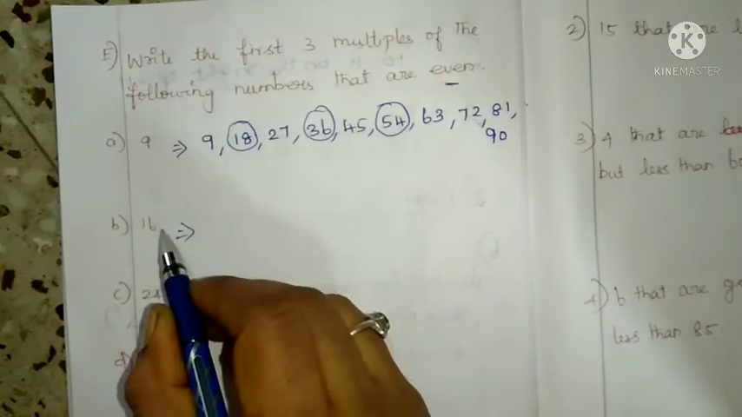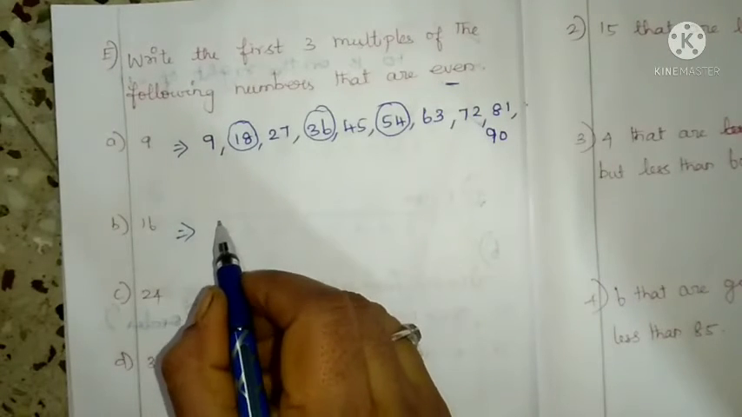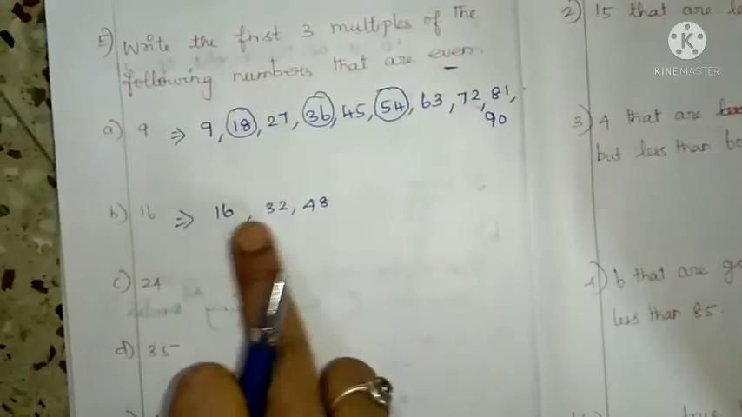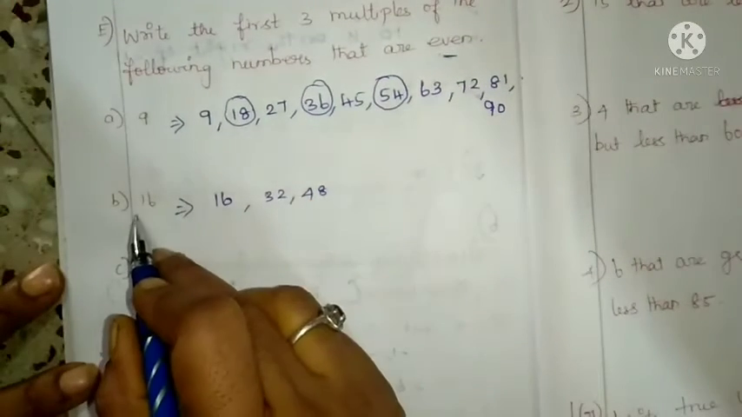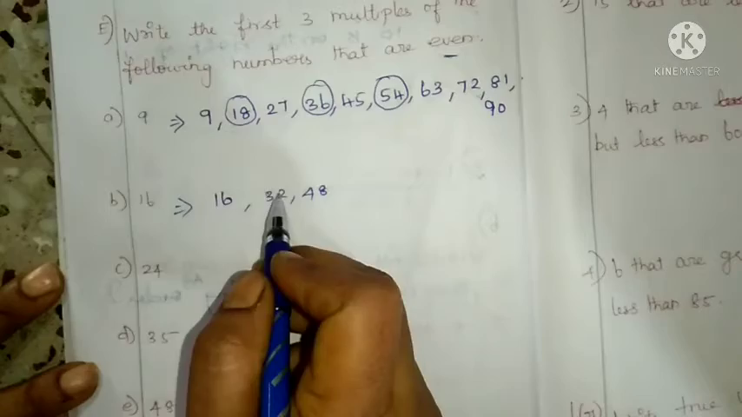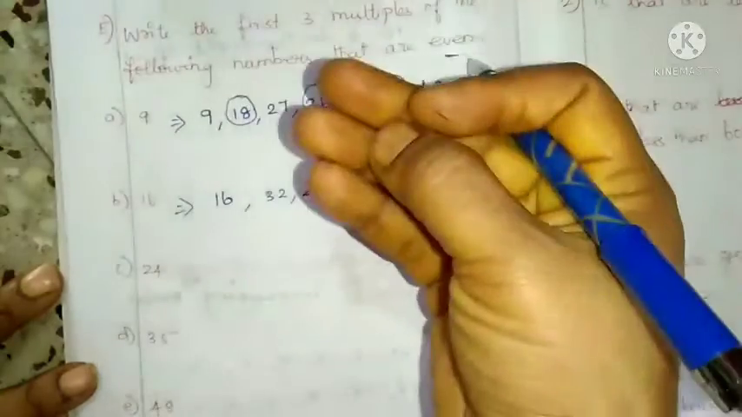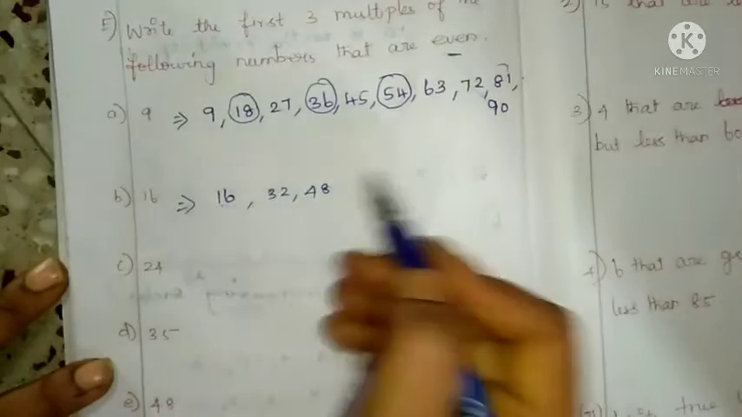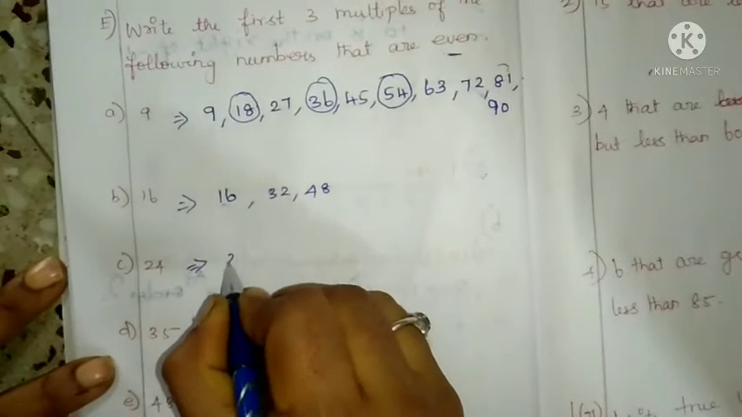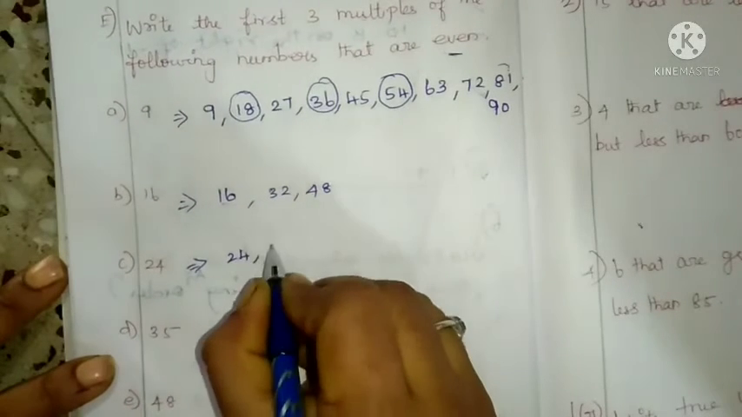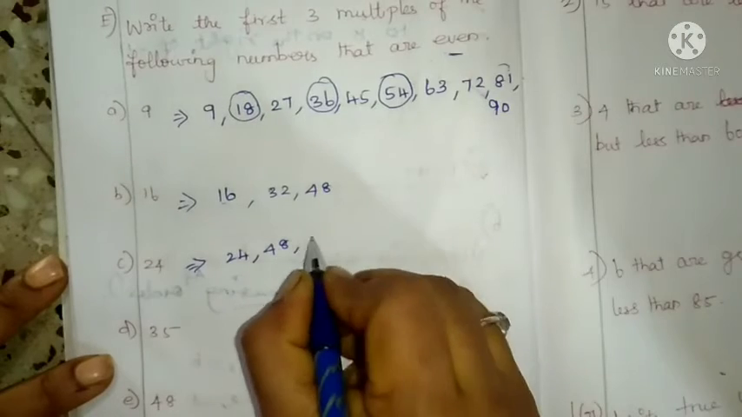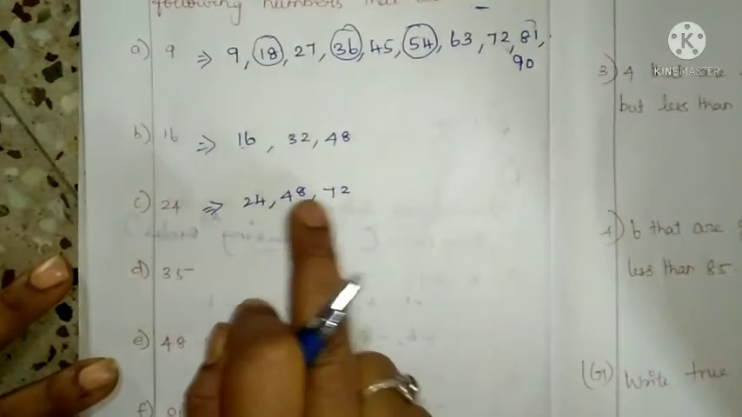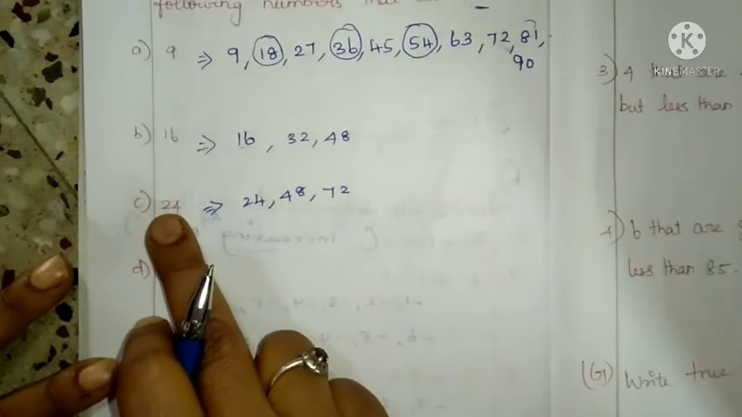Next we want to write the 16th table. 1 16 is 16 and it's an even number, so I stopped at 3 itself, because an even number table will have only even answers. Odd number table, you will get even number, odd number. But even number table we will get only even numbers. So first 3 we got. Next is the 24th table. 1 24 is 24, 2 24s are 48, 3 24s are 72. So here also we got 3 even numbers because it is an even number table.